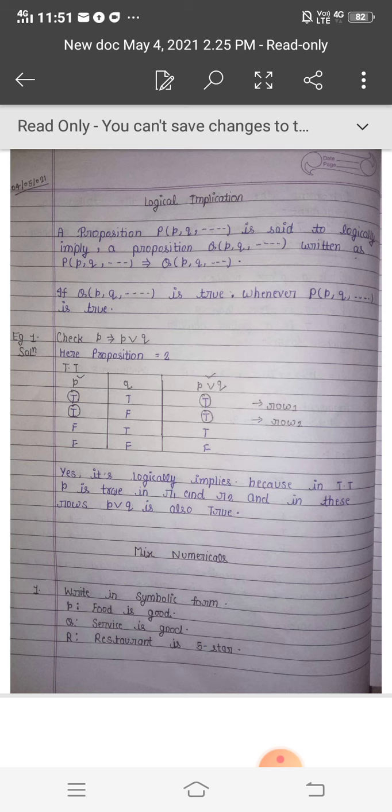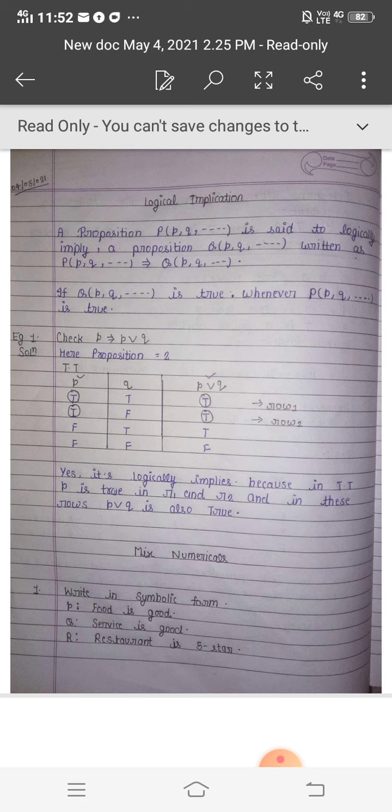Here is the question. Check whether P logically implies P or Q. So first we will make the truth table. Here P, Q are two propositions, so the number of rows is equal to 2 to the power n, 2 to the power 2, which is equal to 4. So here is the truth table. We will make columns P, Q, P or Q. Then we will check the condition.